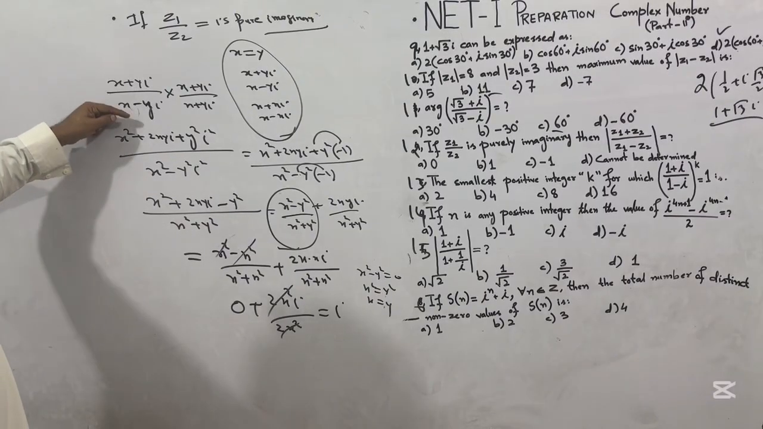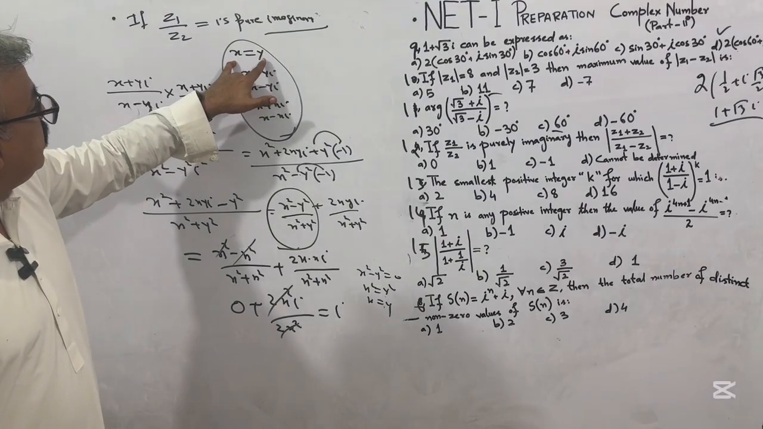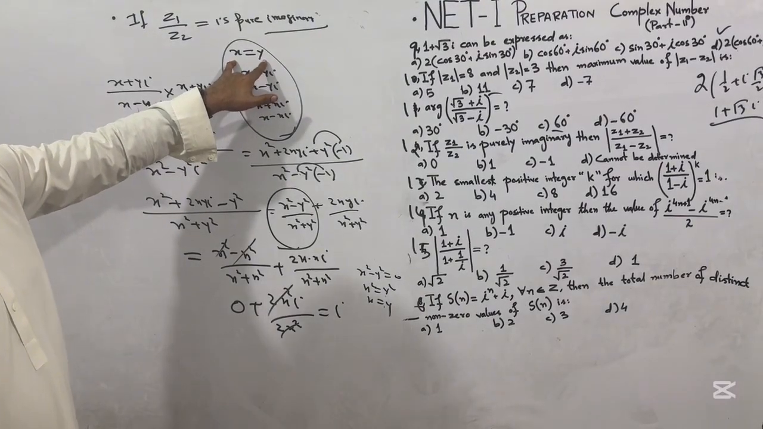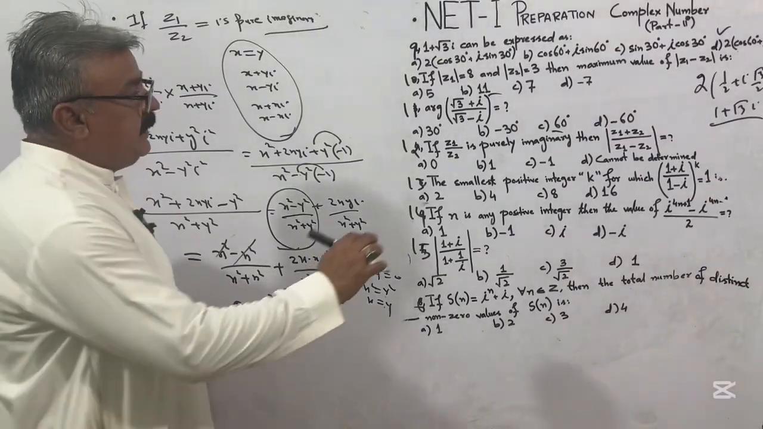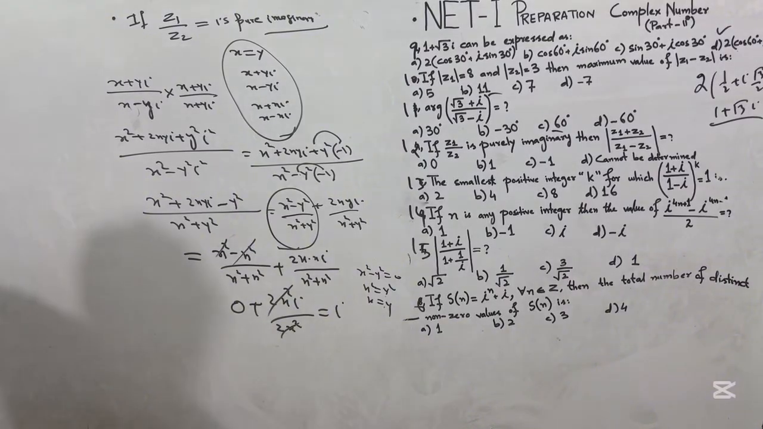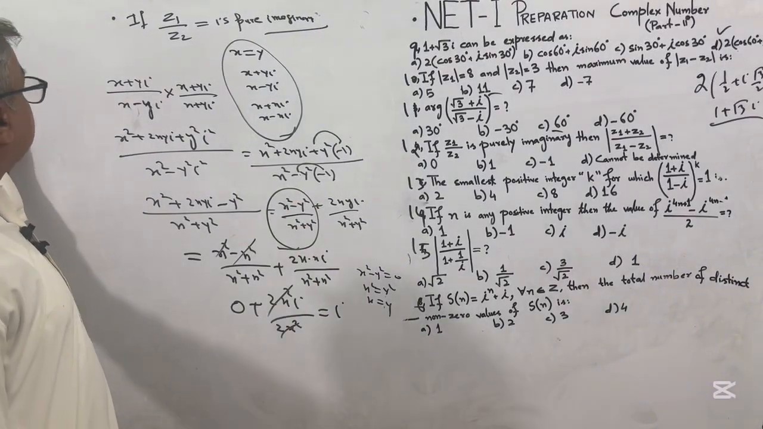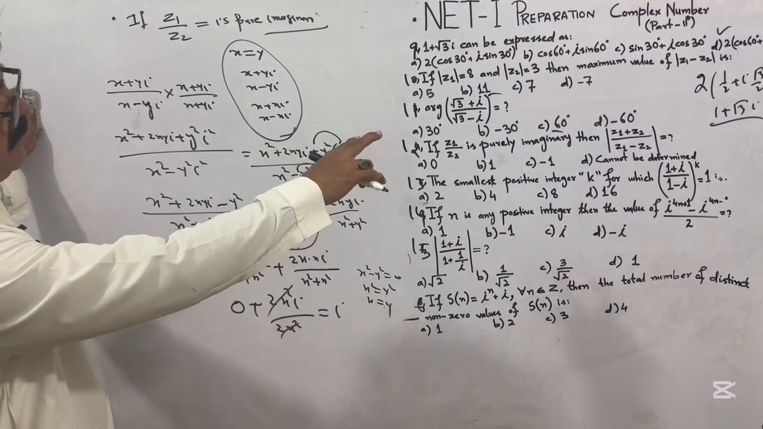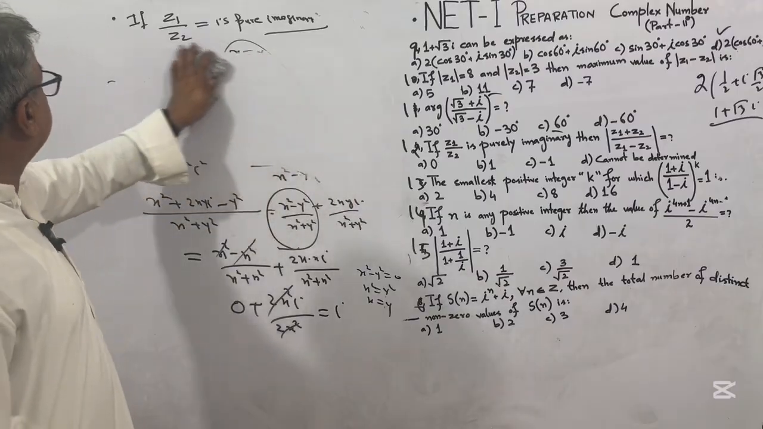They must be conjugate of each other, and the magnitude of the real part is equal to that of the imaginary part. That's the required condition. Now we are asked to find the magnitude of (Z1 plus Z2) divided by (Z1 minus Z2), its conjugate. Let's see and find its magnitude.